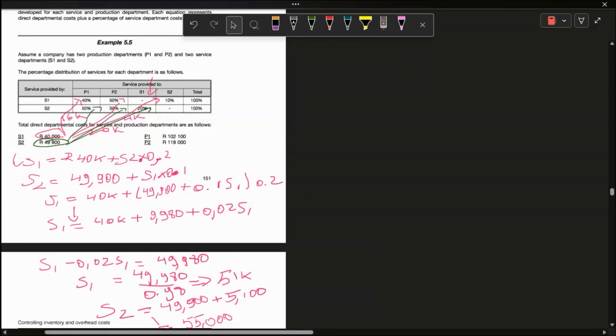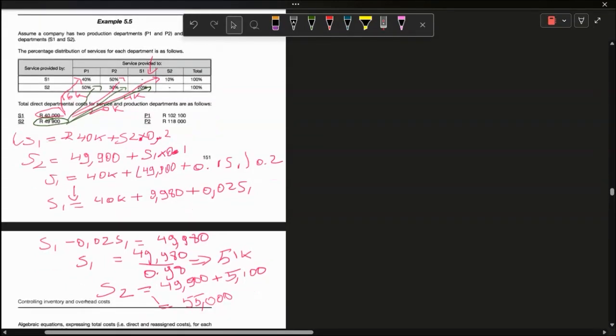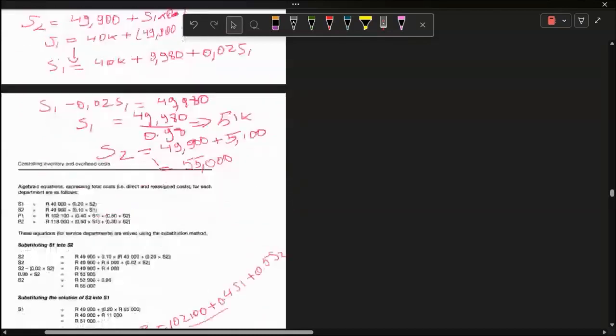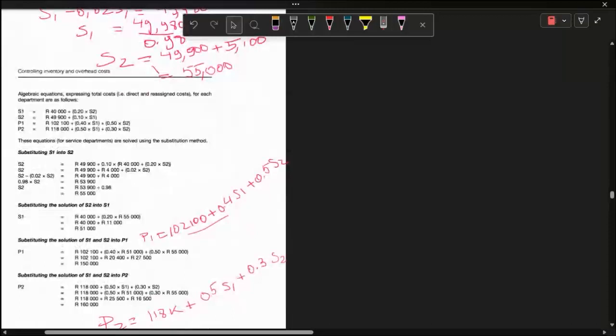But what is S2? How much is S2? 49,900, but plus how much money has been provided to S2 by S1? They tell you here, service provided by S1 to S2 is 10%. That's why you see I write S1 multiplied by 0.1. If you take 10%, 10 divided by 100, you're going to find 0.1. I hope everybody knows this. So then it becomes simple. What we do here, as you can see, I've written there in bold. It is also in your notebook, right?